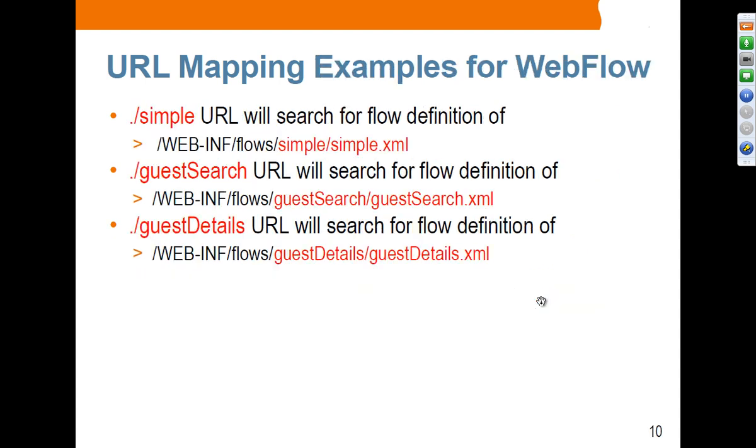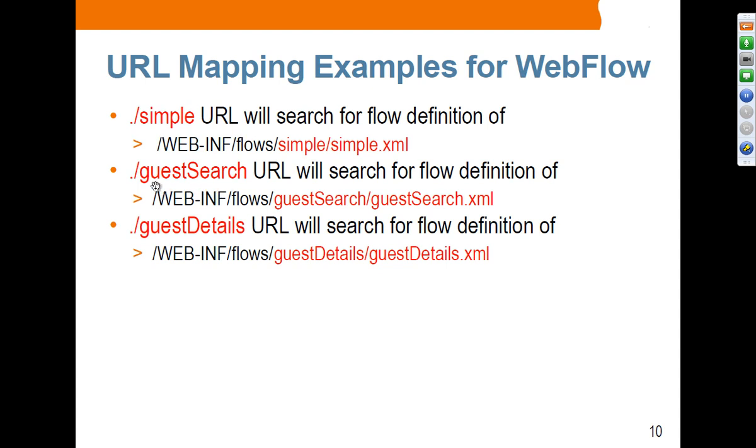Let's take an example. Suppose there is a simple URL, like a URL that ends with /simple. In the flow enabled application, first it will try to find this simple directory, and underneath it will try to find the simple.xml file. So this is the flow definition file. If it is not present, then it will just do non-flow based things, so it will try to find the controller with the request mapping. In a flow enabled application, it will always try to find the flow definition first for that URL.